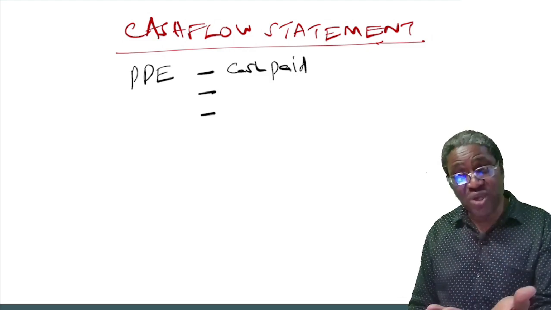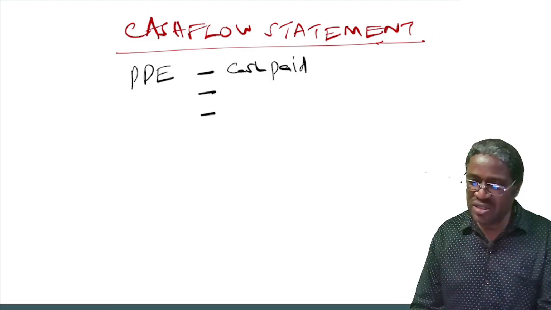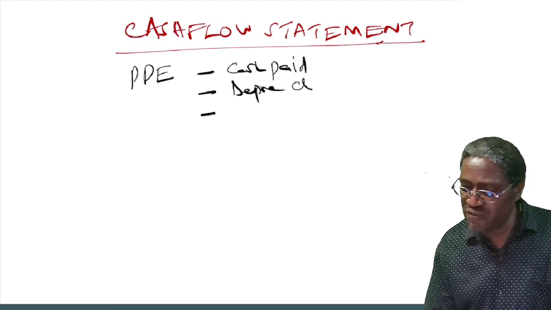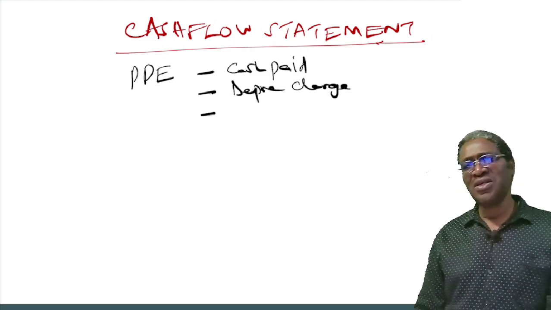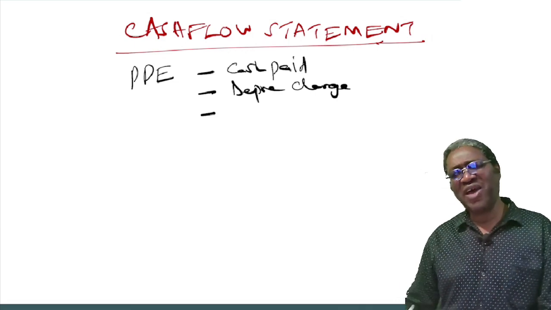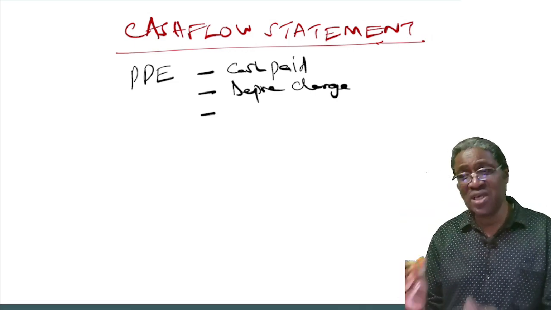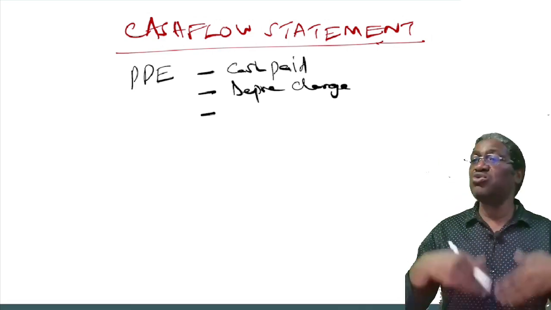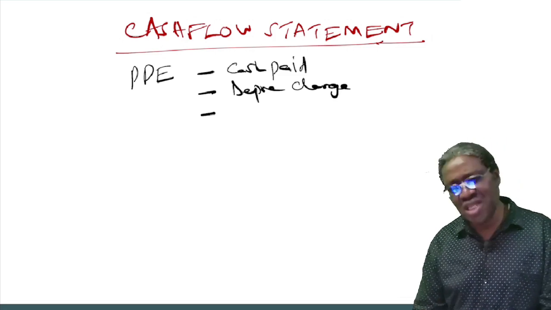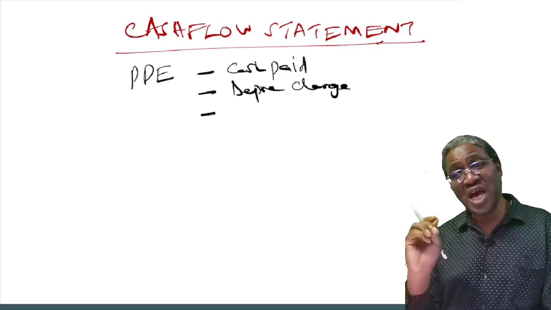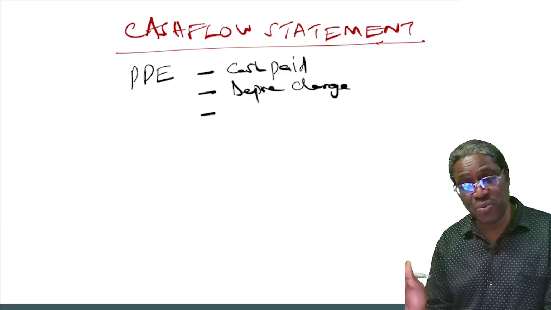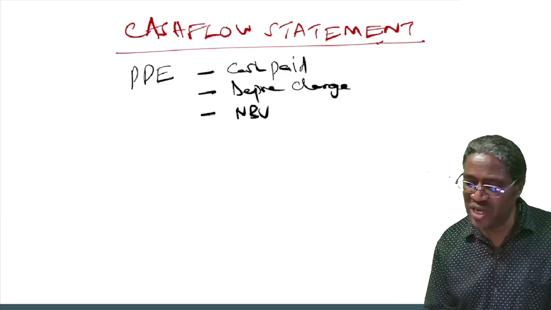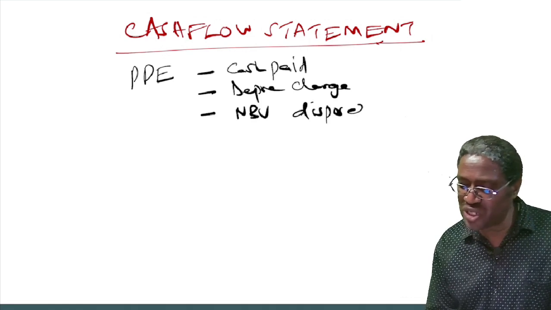In some other questions, that amount may be given, but you may not be given the amount of the depreciation charge for the year. So it's upon you to ask yourself, have I been given the depreciation charge for the year? If not, then you have to calculate it. If yes, then you don't have to calculate it. The other thing that you may not be given when it comes to property, plant, and equipment is the amount of what we call the net book value of any disposed asset.